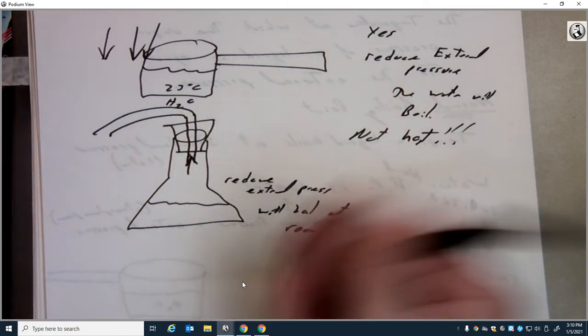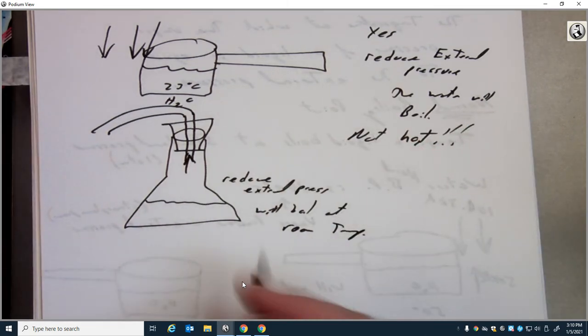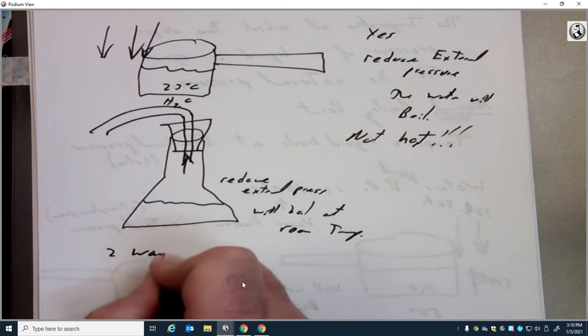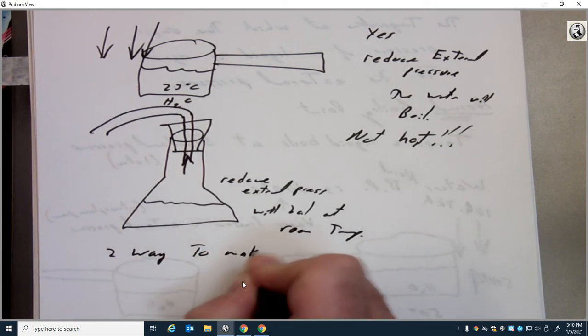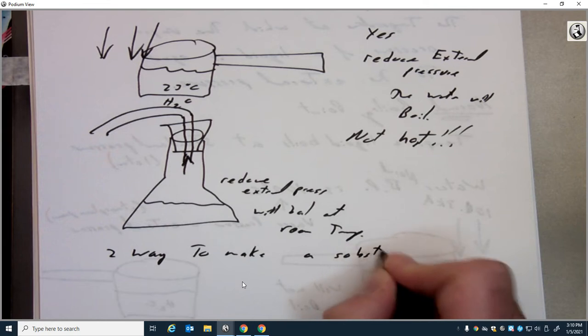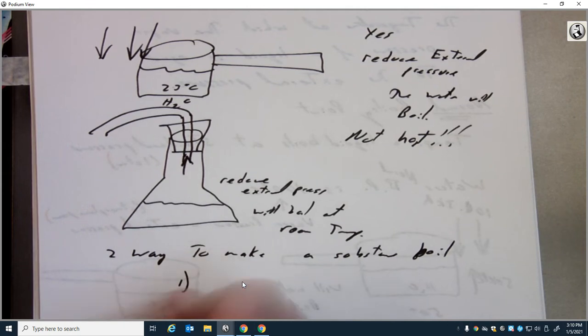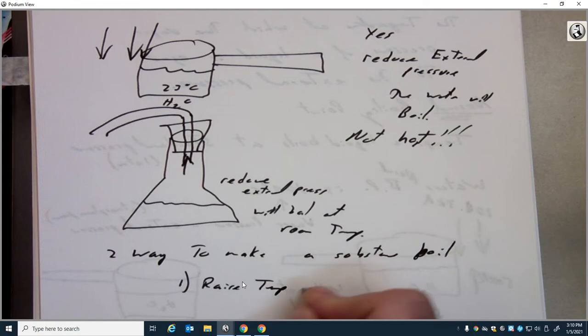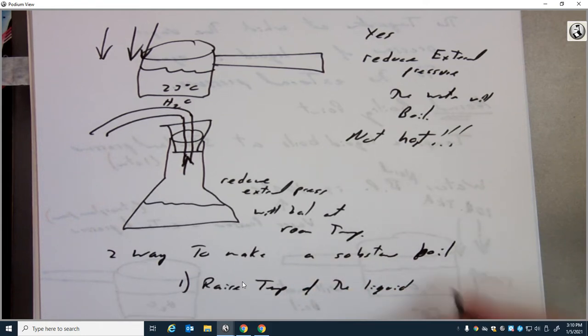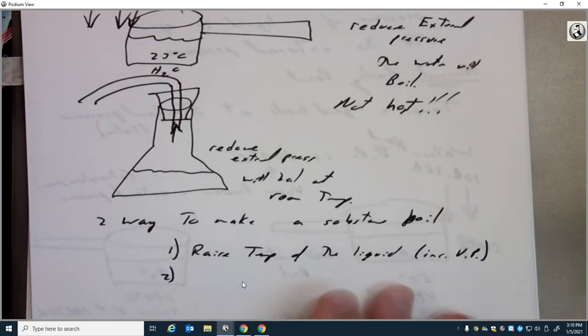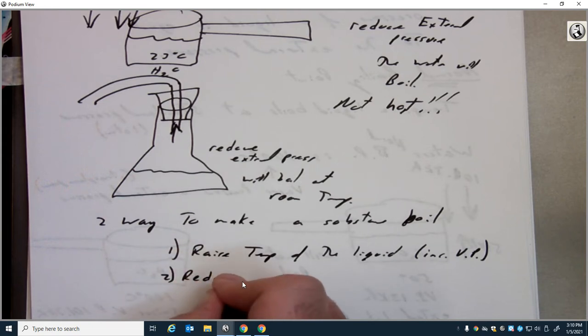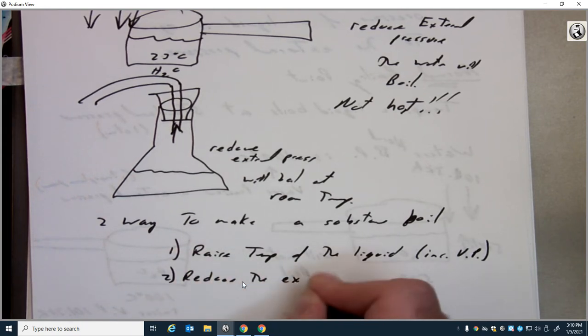Now, what if we're going the other way? Well, before that, there are two ways to make a substance boil. One, raise the temperature of the liquid. That increases vapor pressure. Or two, reduce the external pressure.